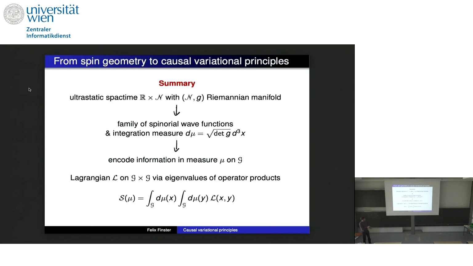Either you think of this measure on linear operators, or if you prefer, you can also think of this family of spinorial wave functions in space. And there's also a measure. Good, and then we have this Lagrangian, which is defined via the eigenvalues of operator products, and this gives us this causal Lagrangian. And okay, I think this brings me to the end of the talk.